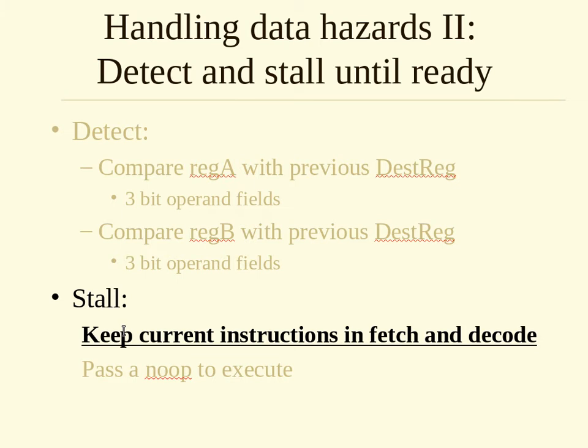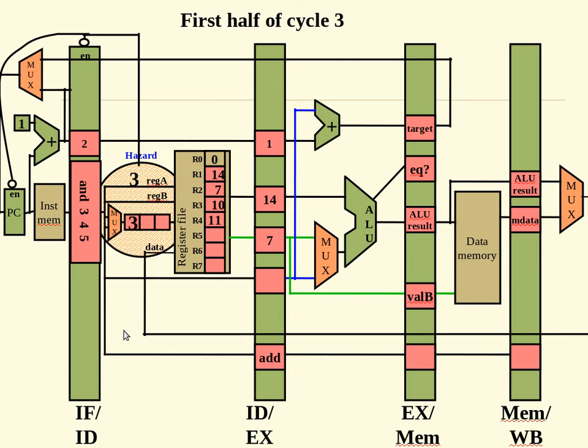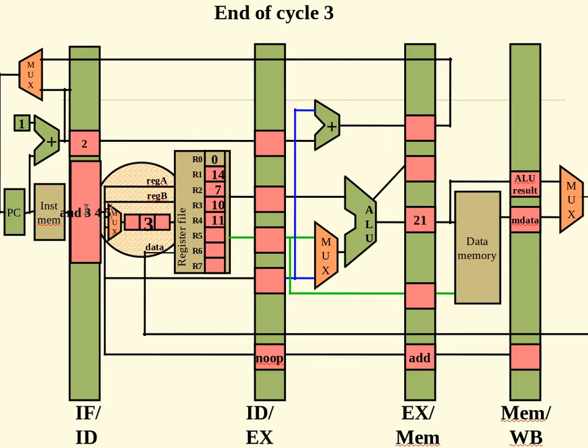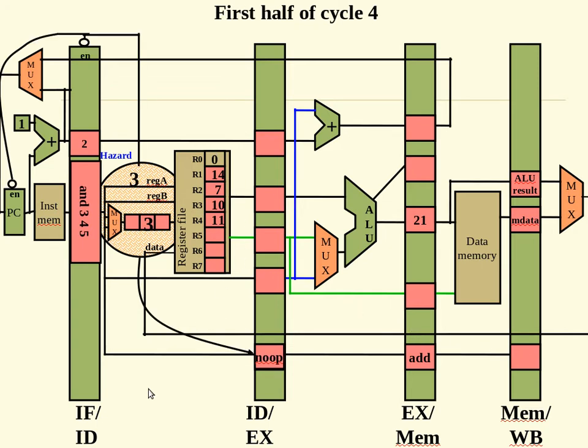Once you've detected that it happens, you keep the current instruction in fetch and decode and then pass a no-op. For example, let's say you have that add and then the and. Hey, that got a little messed up. Let's get rid of that 5. Oh, there's going to be a hazard because the and needs to read from the 3, but this add is writing to the 3. So what happens is you pass a no-op. So basically the idea is that you pass a no-op down here, and to execute, add is going down here, and and is being held over here. How do we actually do that?